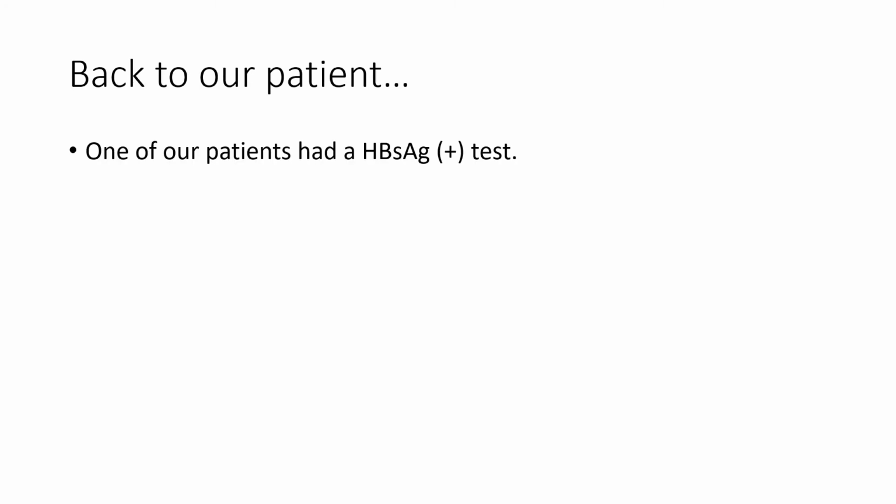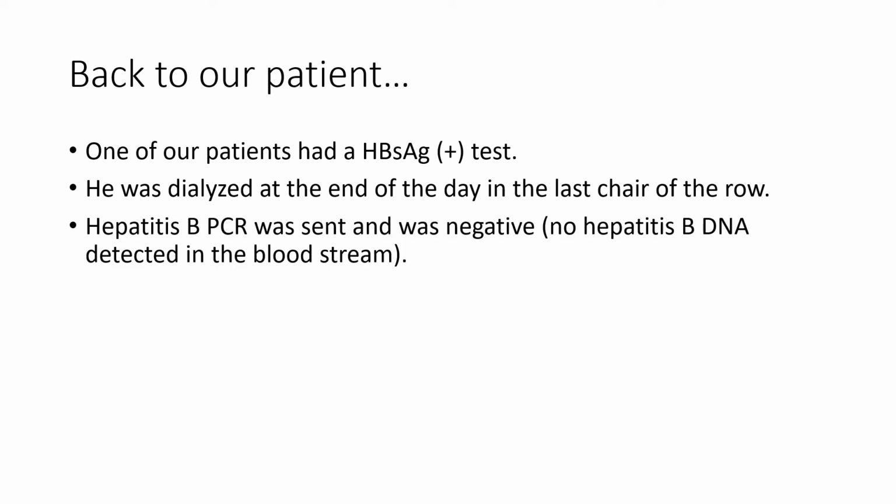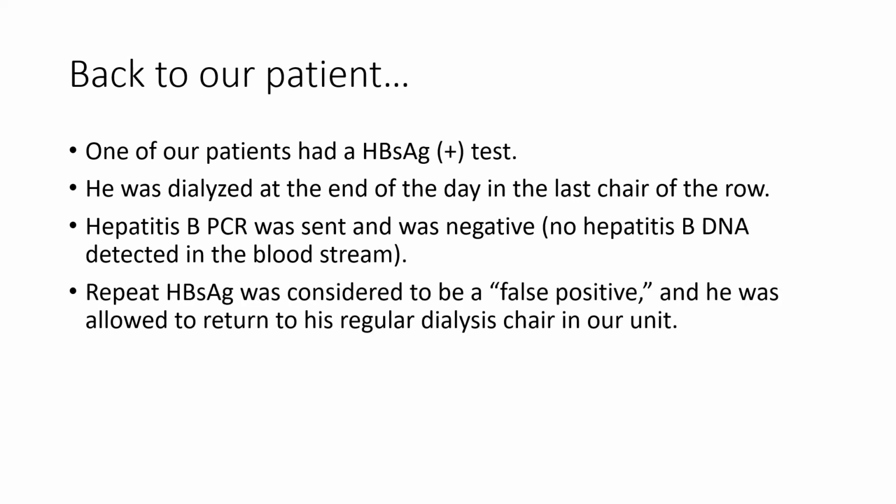So back to our patient. One of our patients earlier this month had a positive hepatitis B surface antigen test. So he was dialyzed at the end of the day in the last chair of the row with a machine that was subsequently bleached. A hepatitis B PCR was sent and was fortunately found to be negative. So he did not have any hepatitis B DNA detected in his bloodstream. And then we repeated the hepatitis B surface antigen, and it was negative. So the previous test that was positive was considered to be a false positive. Unfortunately, he was allowed to return to his regular dialysis chair in our unit.